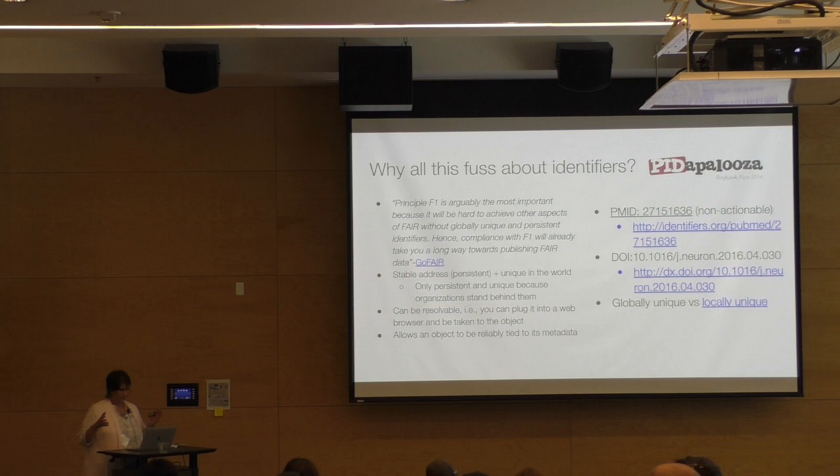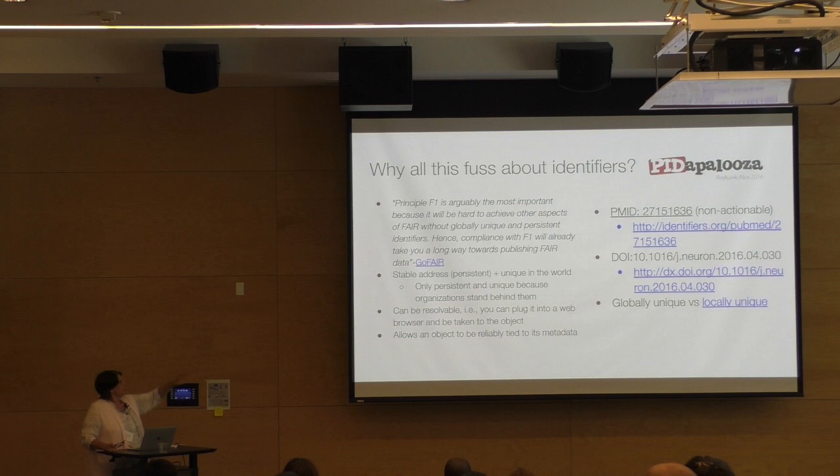But you can see there's an initiative called Go Fair, which has some very nice explanatory materials, and it says principle F1 is arguably the most important because it will be hard to achieve other aspects of FAIR without globally unique and persistent identifiers. Hence, compliance with F1 will already take you a long way towards publishing FAIR data. Again, globally unique means it's unique in the world.